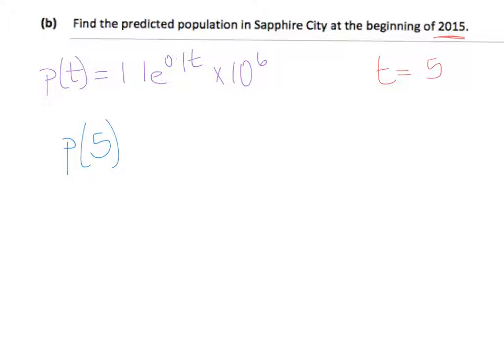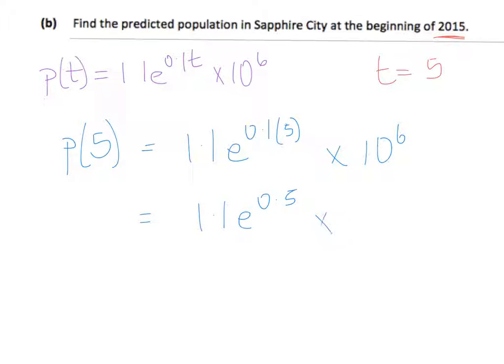So I have P of 5 is equal to 1.1 e to the power of 0.1 times 5 multiplied by 10 to the power of 6. So that's 1.1 e to the power of 0.5 by 10 to the power of 6. And on our calculator then, that gives us 1,813,593.398.